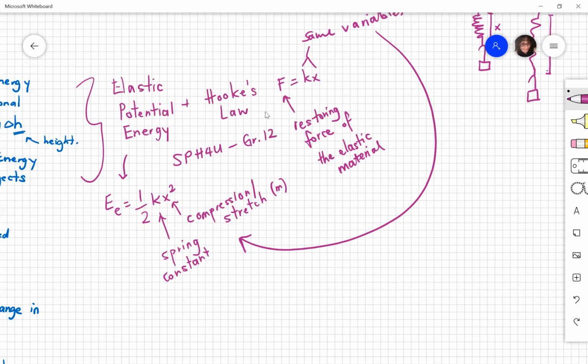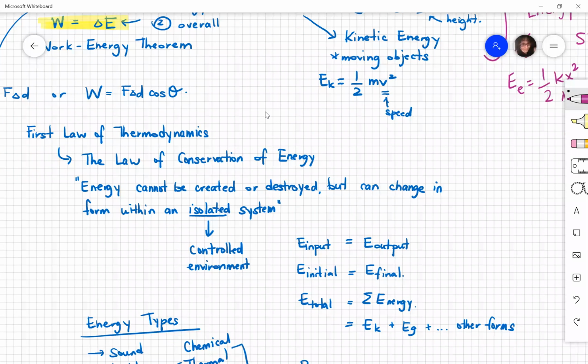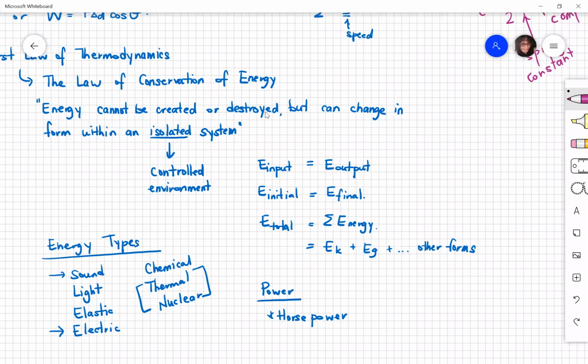But for our purposes in the course, we're more so interested in the broader aspect of energy and the law of thermodynamics, specifically the first law, which states the law of conservation of energy, where energy cannot be created or destroyed, but can change in form within an isolated system, otherwise known as a controlled environment. So what we do in these types of situations and questions is track the input of energy towards the output of energy. And then that helps us to determine both the power of the system as well as the efficiency of the system. And we'll talk a bit more about power and efficiency tomorrow.